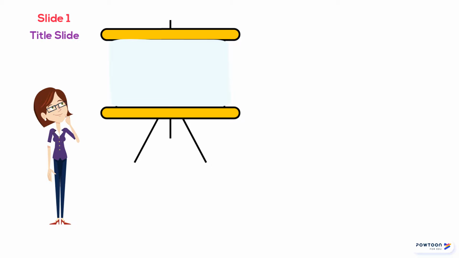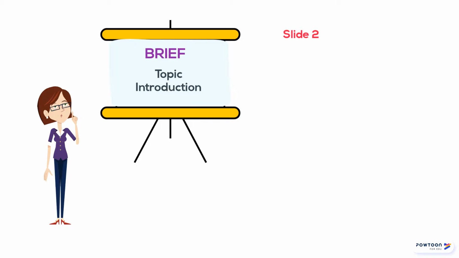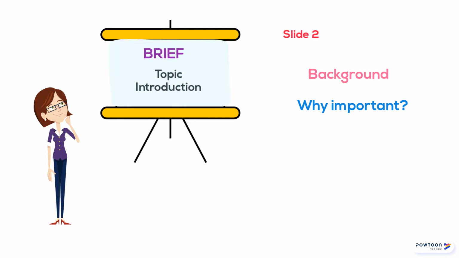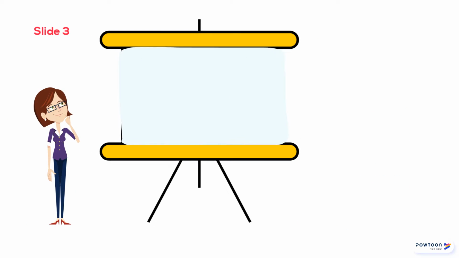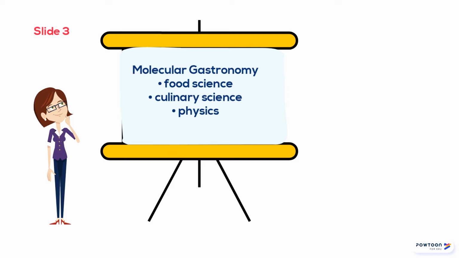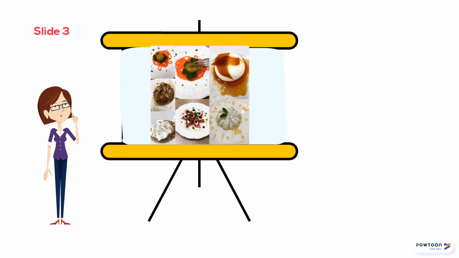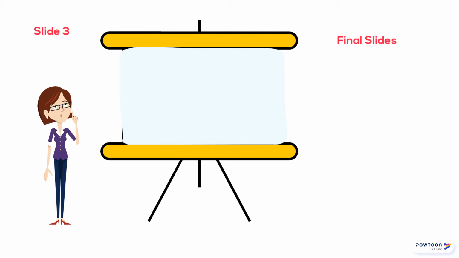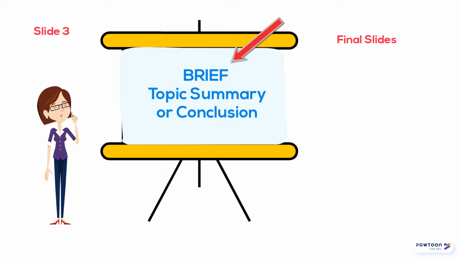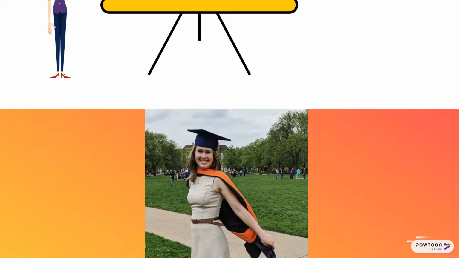Slide 1 is the title slide and contains your presentation title, your name, and those of co-presenters. Slide 2 is a brief topic introduction. Provide a bit of background, and you may want to answer the question, why is this topic important? Slide 3 to however many slides are needed are the main topic presentation. Following these slides are the summary or conclusion slide, and then your references.